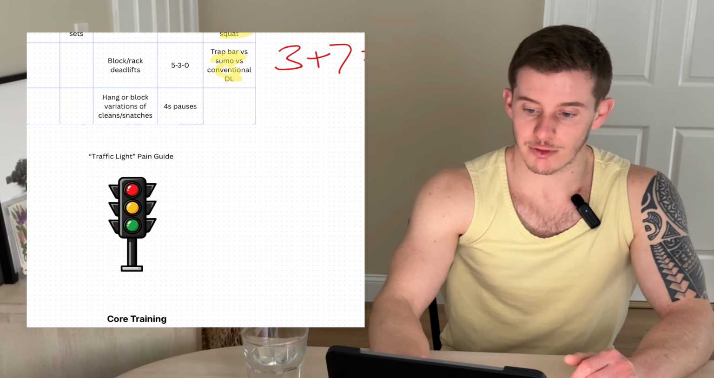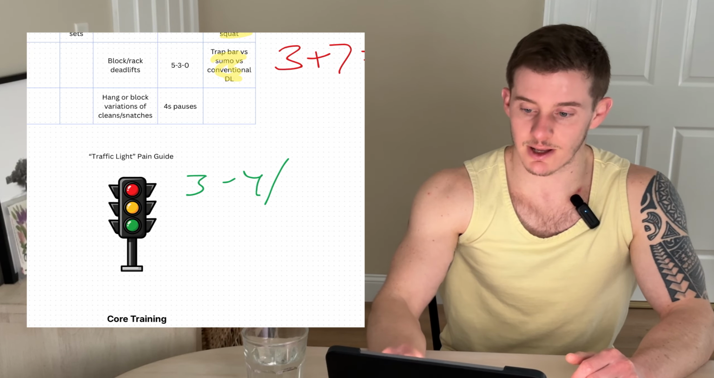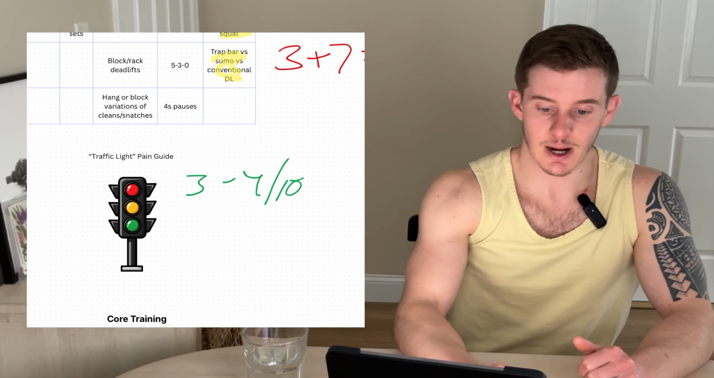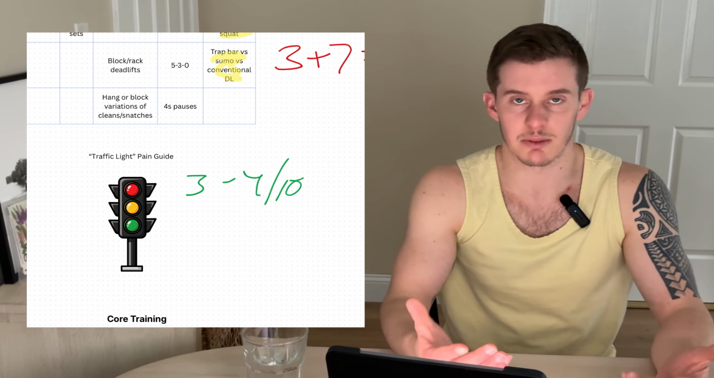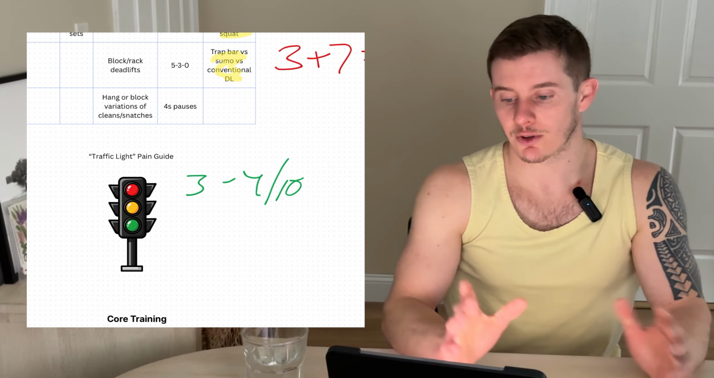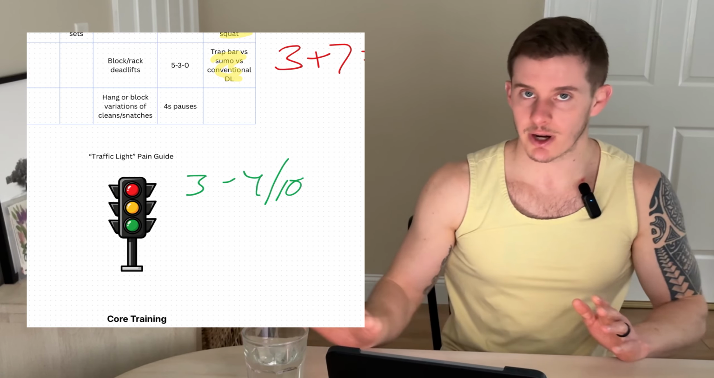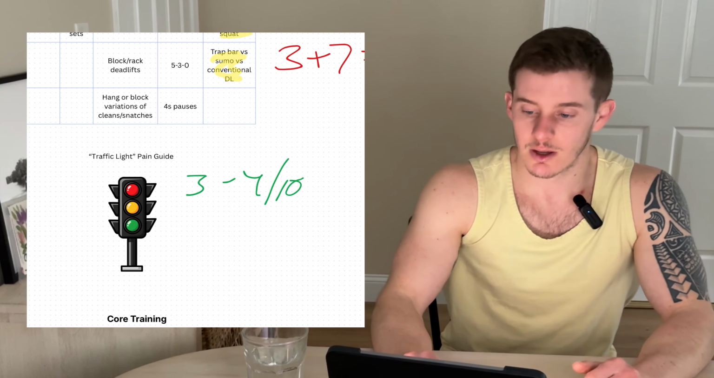So pain of 3 to 4 out of 10 or less is basically our green light. With that amount of pain, we know that we're really probably not flaring anything up. That's kind of our safe range where we can absolutely keep on training and progressing within that range.